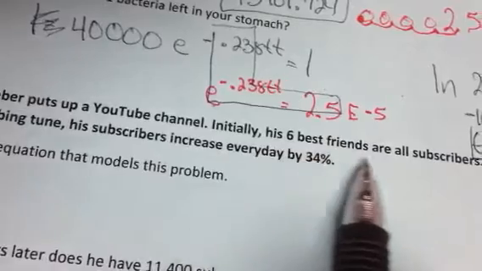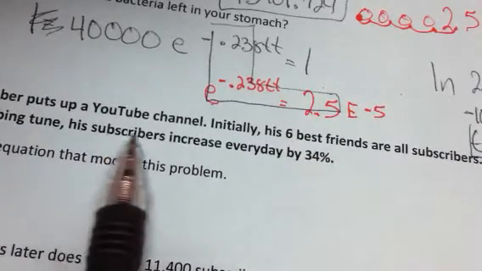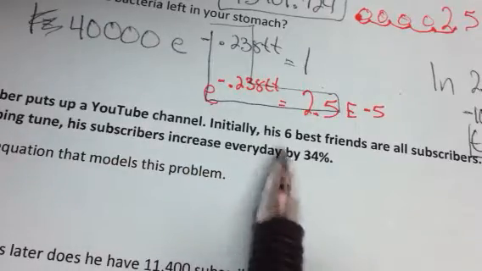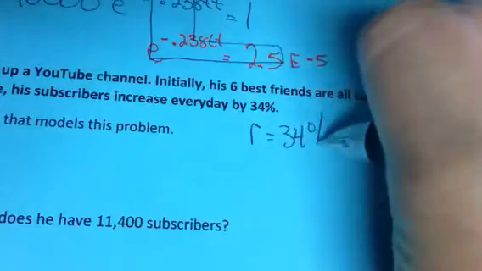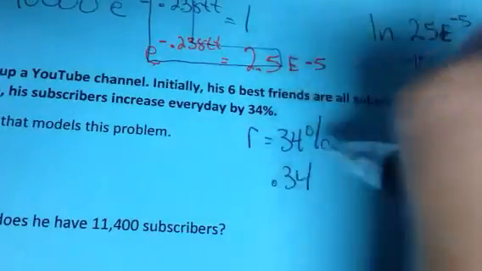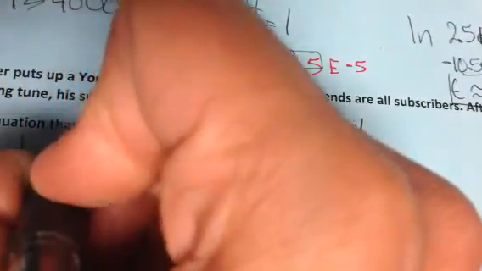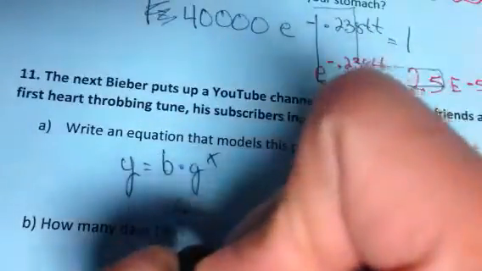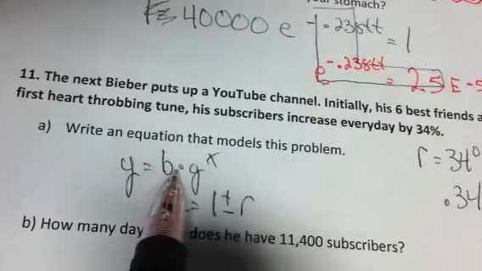Okay, so the next Beaver puts up a YouTube channel. Initially, his 6 best friends are all subscribers. After he puts up his first heart-throbbing tune, his subscribers increase every day by 34%. That's the rate, 34%, which, remember, you will want to use as 0.34. So nowhere in this problem was the word compound used, so we're going to use this basic one, y equals b times g to the x, and g comes from 1 plus or minus r. So b is the initial amount, so his best friends, that's b.